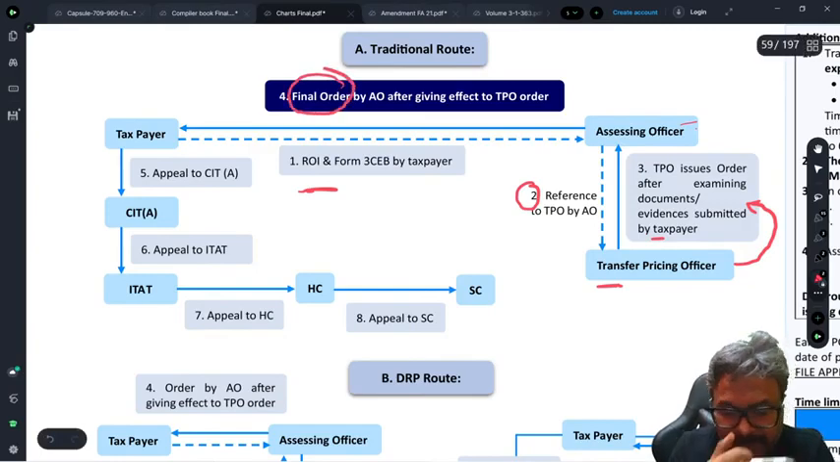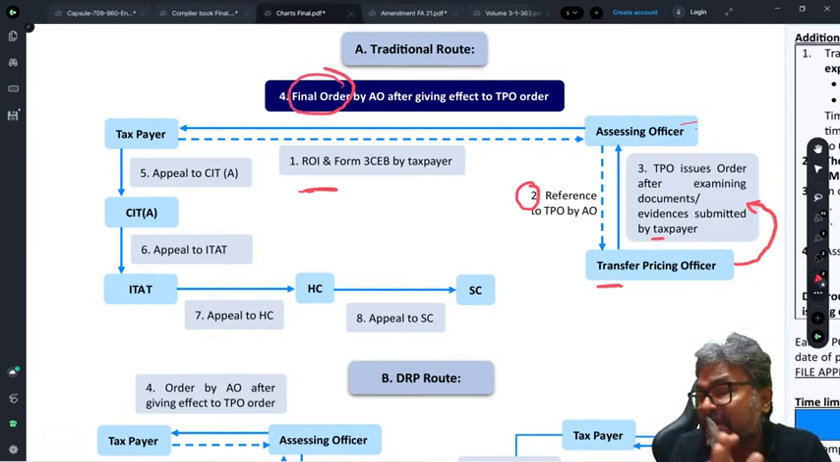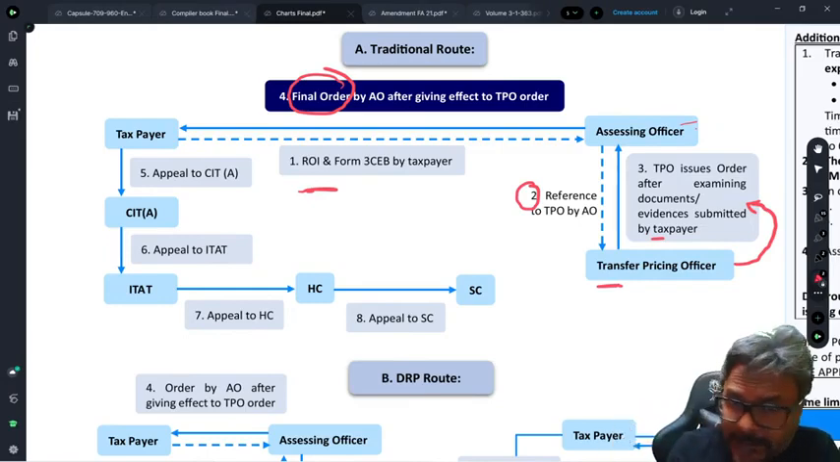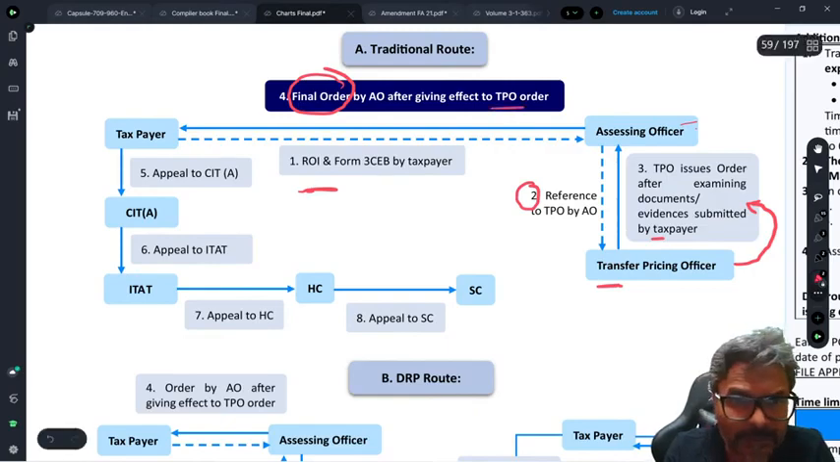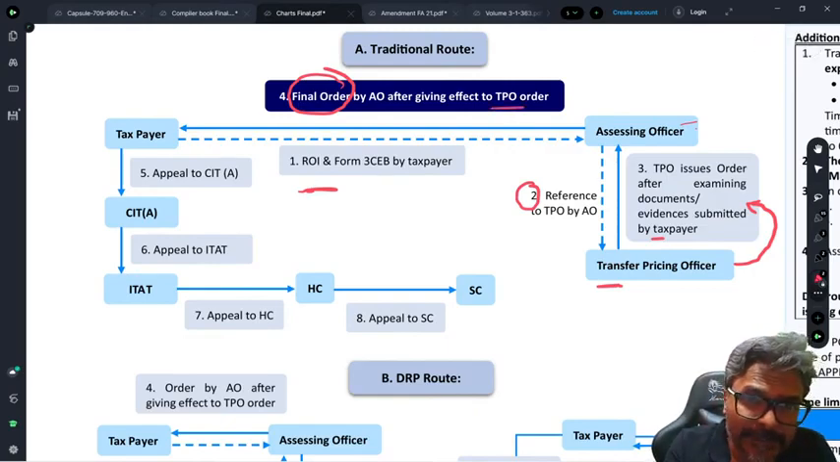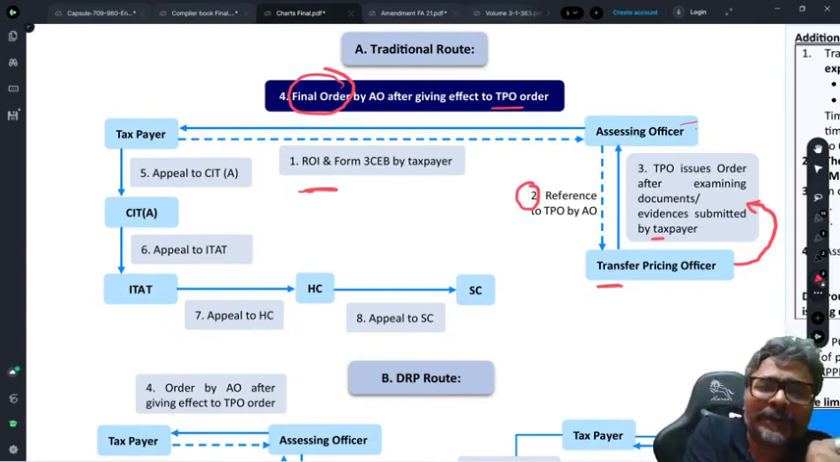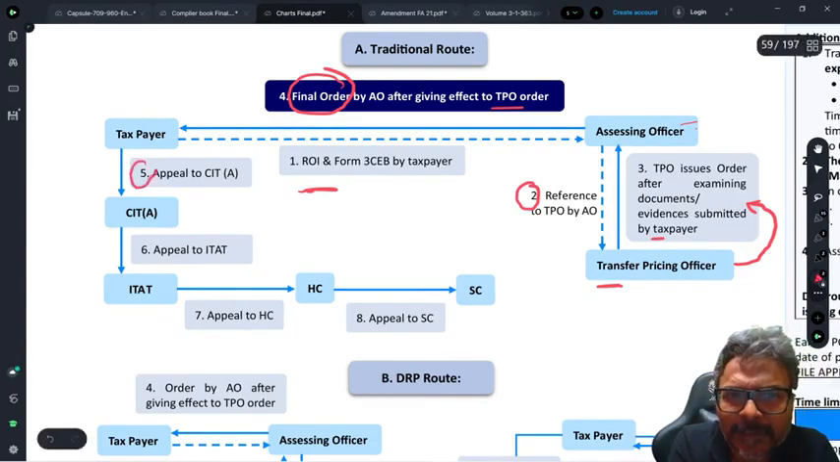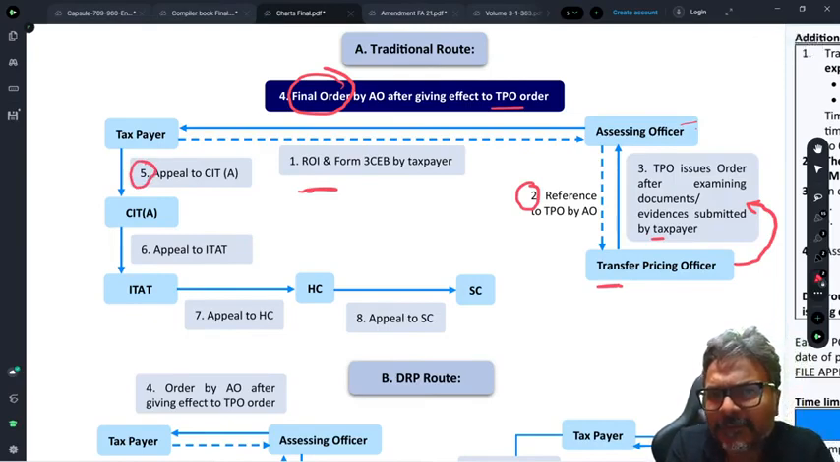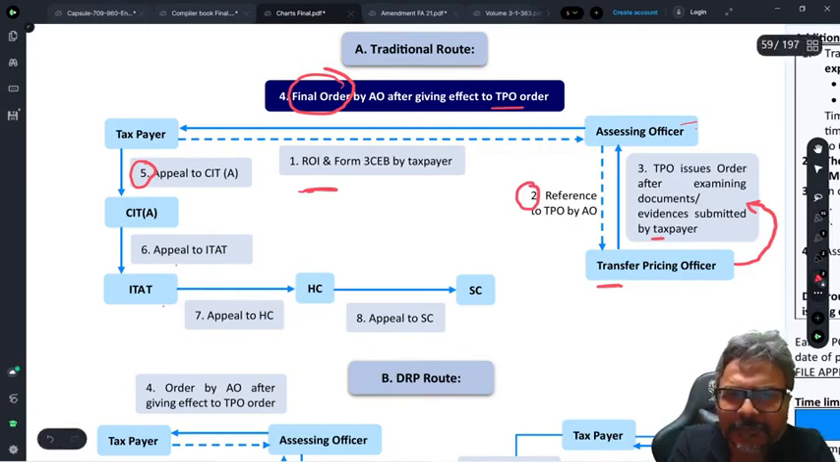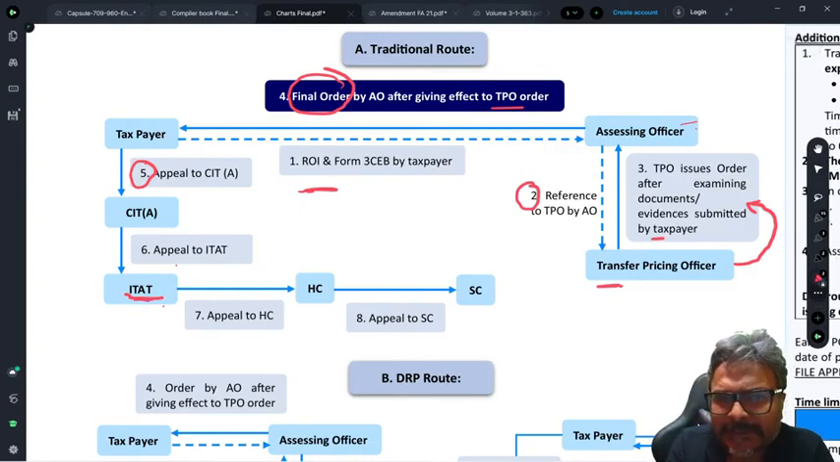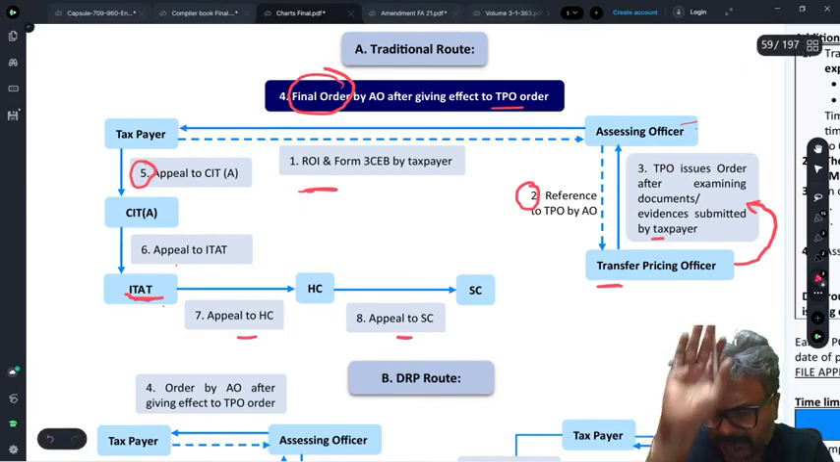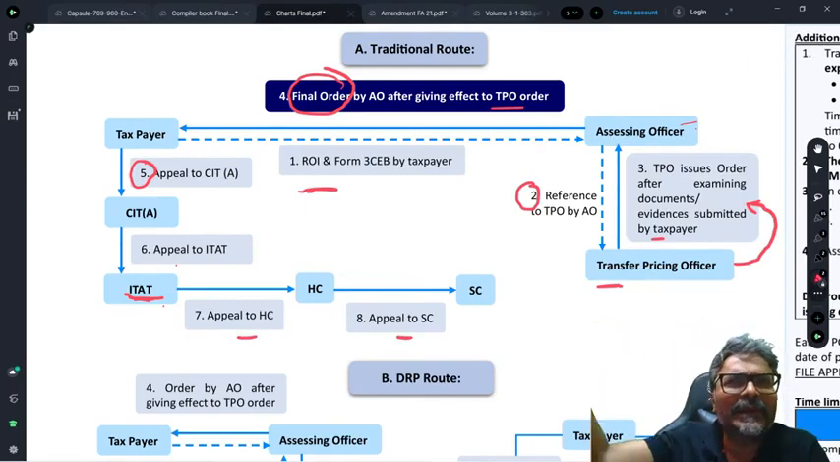These are the important circles which I'm making for all of you, because these are distinctions which you will find in the DRP. So the final order is by the assessing officer after giving effect to the transfer pricing officer's order. Thereafter, students, if the assessee is aggrieved by the order, which he will be, then he will file an appeal. This appeal will be filed before the CIT appeal. Thereafter, it will go to the ITAT, then High Court, then Supreme Court. This is the traditional route of going with a transfer pricing case.